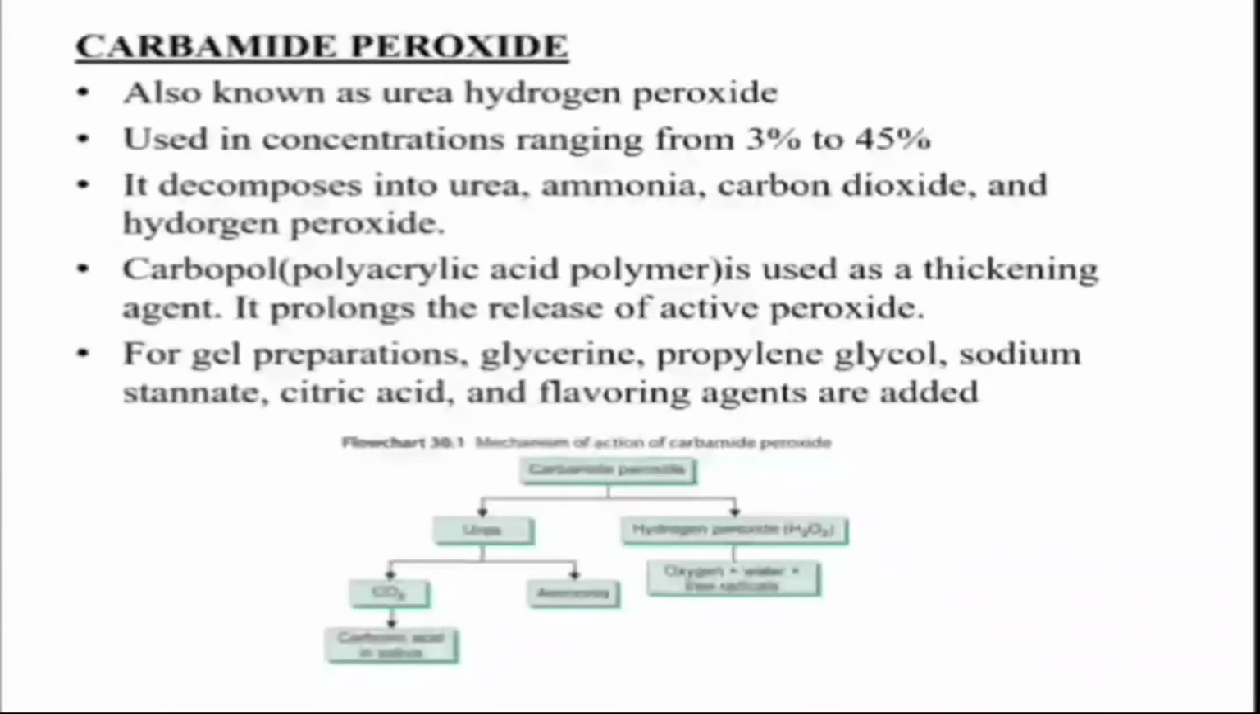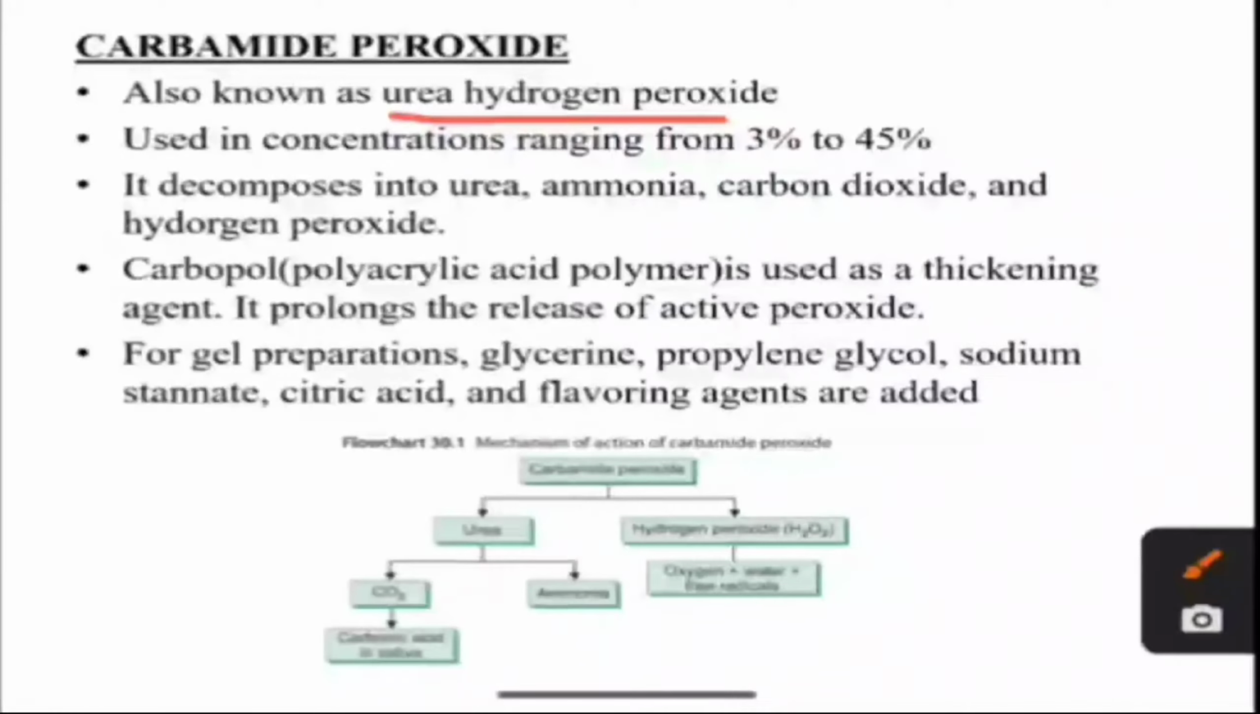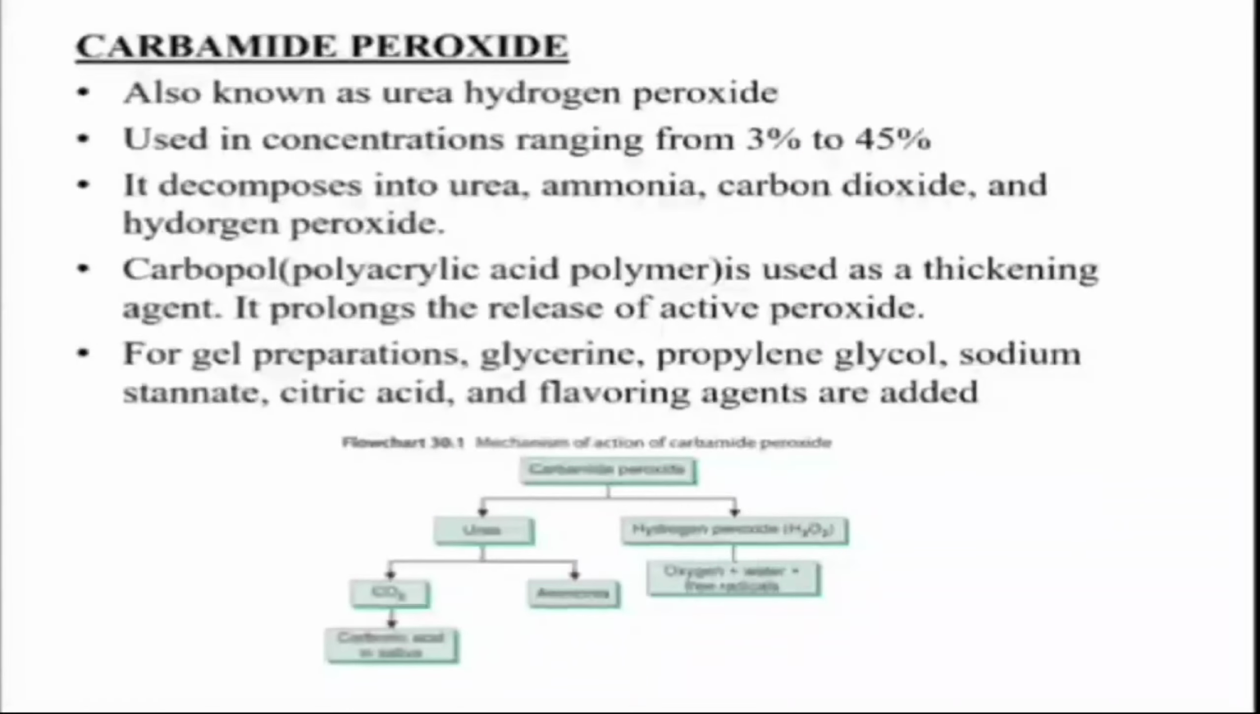Next one is carbamide peroxide. It is also known as urea hydrogen peroxide, and its concentration is 3 to 45%. In the flowchart, there is the mechanism of action of carbamide peroxide. This carbamide peroxide decomposes into urea and hydrogen peroxide, and this urea releases carbon dioxide and ammonia, and hydrogen peroxide releases oxygen, water and also free radicals. So you can note the flowchart.